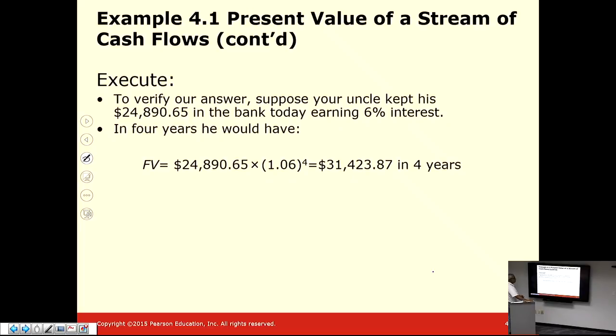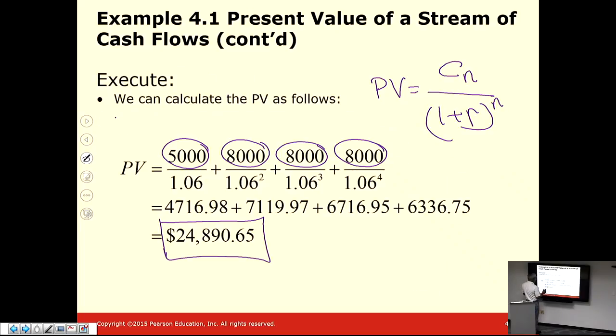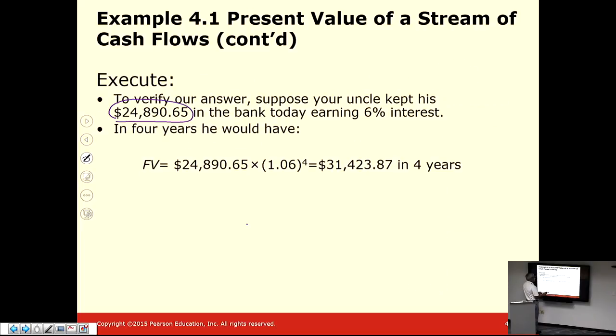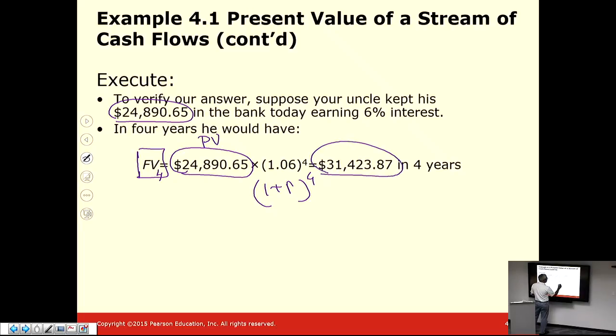Another way we could have done this is to take the 24,890.65, which you had calculated over here, which is the amount that you could have borrowed, take that as the present value, and simply directly calculate the future value in year 4, which is to take 1 plus R and raise it to the power 4, and that will give you 31,423. This tells you that there are multiple ways in which these time value of money problems can be solved. You have to figure out which way applies to which context of the problem and then approach it in that manner.